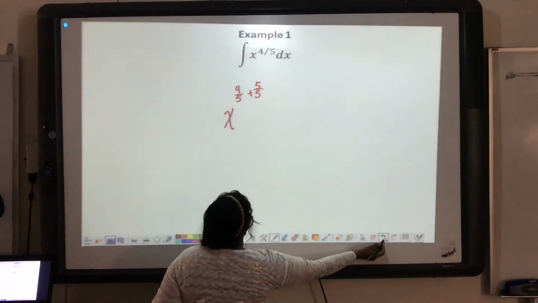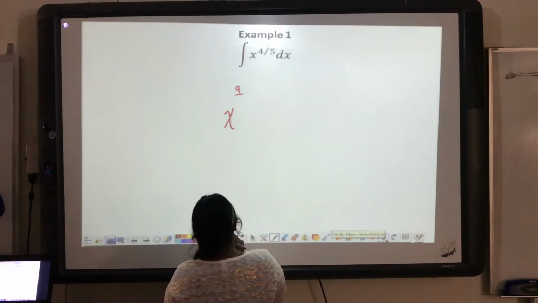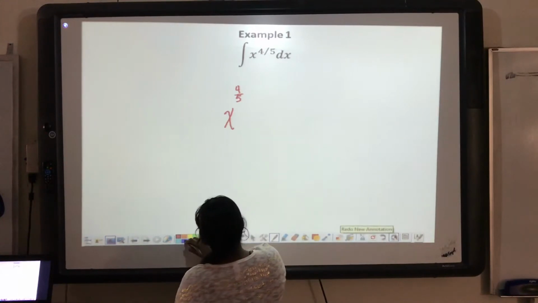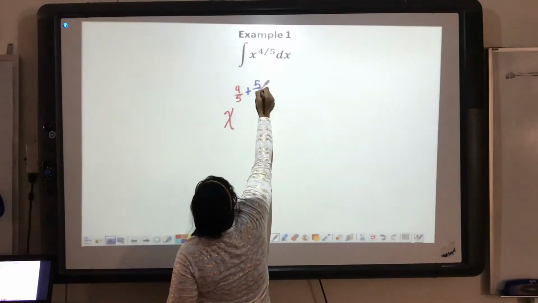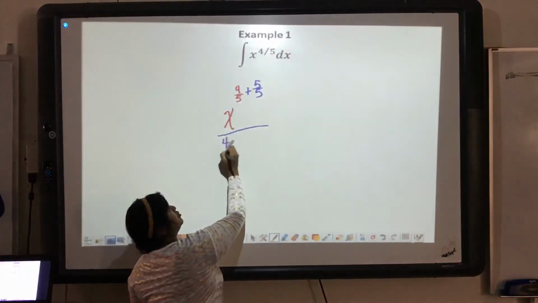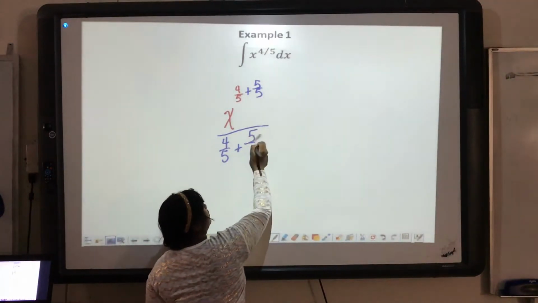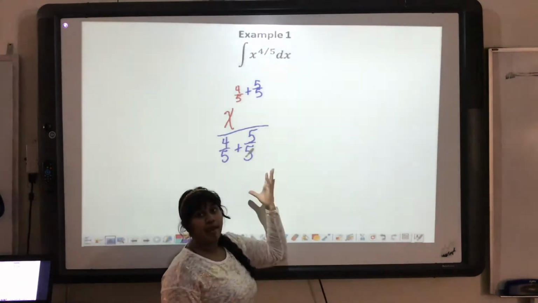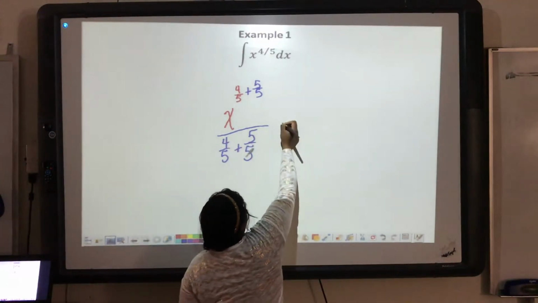Let me color code, hold on. Step 2, I'm going to divide the whole thing by my new exponent. So this becomes 4/5 plus 5 over 5. Well, that's pretty simple math, right? 4 and 5 is 9. And I just go from there.